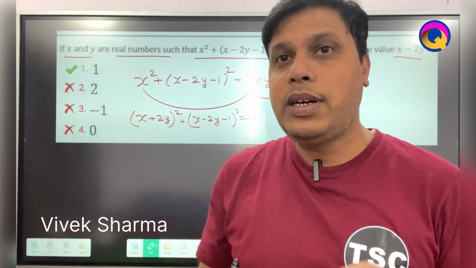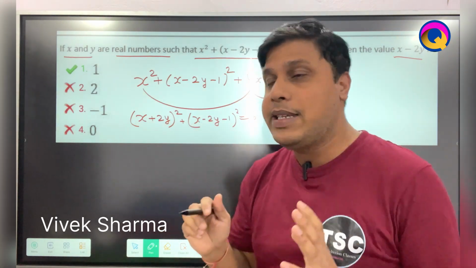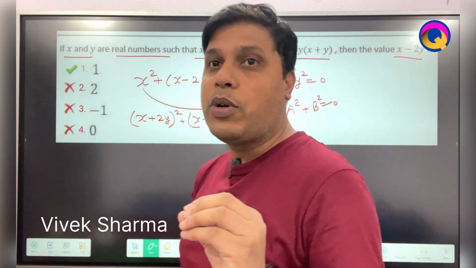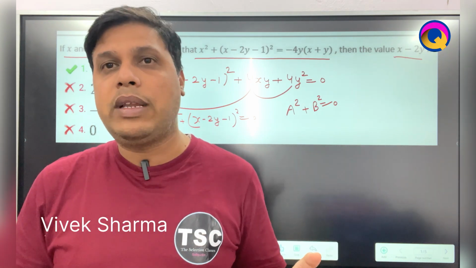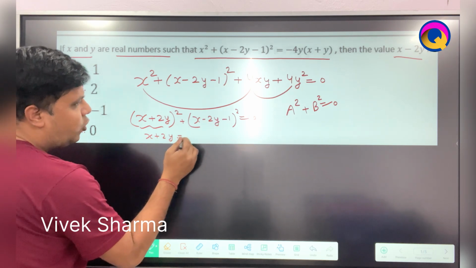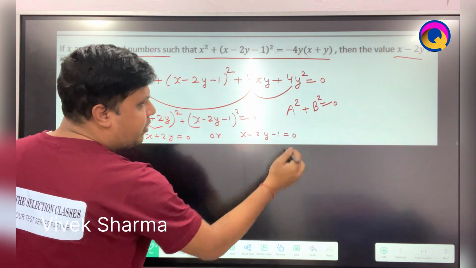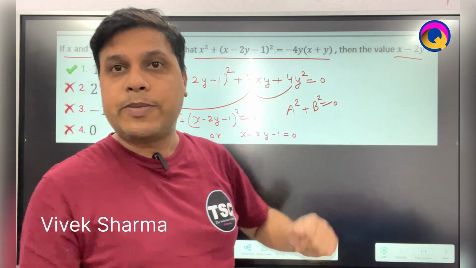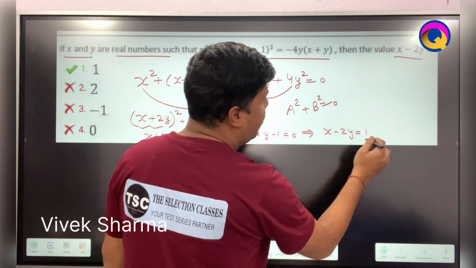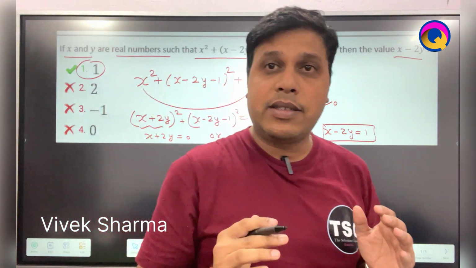It is one of the important things that you should consider, that the sum of squares of two terms, that is a squared plus b squared, if it is 0, then the only possible case is when both a and b are actually 0. So here I can say x plus 2y should be equal to 0, and x minus 2y minus 1 should be equal to 0. So again it is asking us to find the value of x minus 2y. So it is nothing but x minus 2y, it is coming out to be 1, which is given in option number 1 itself. So hopefully this question is clear to you.